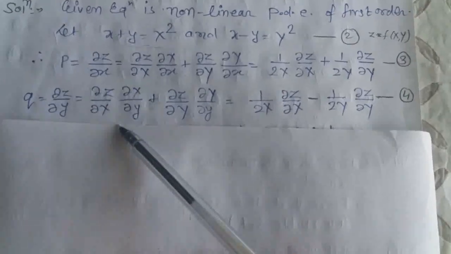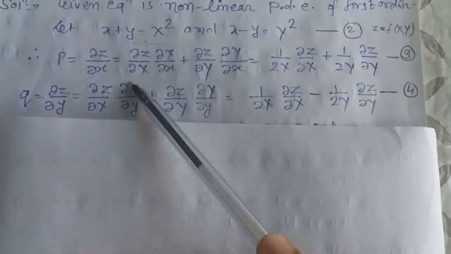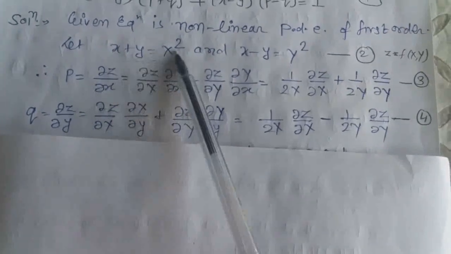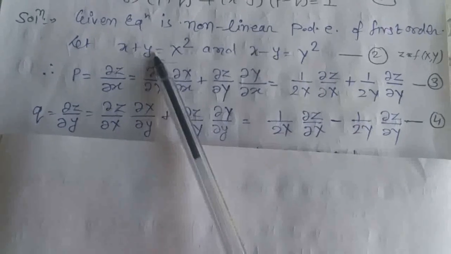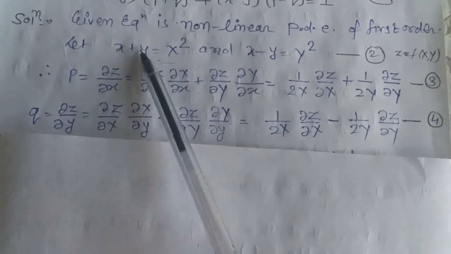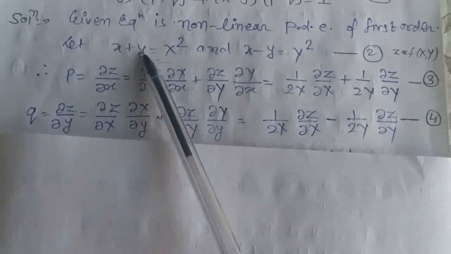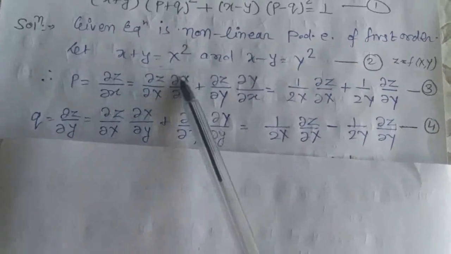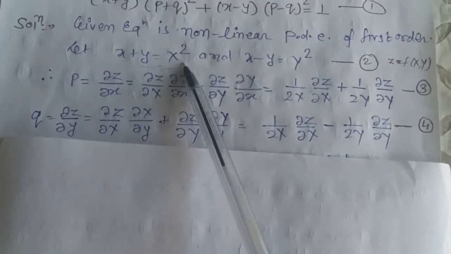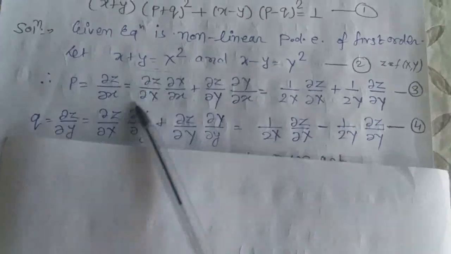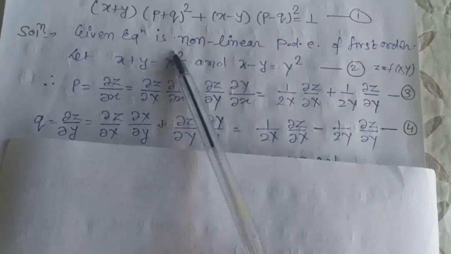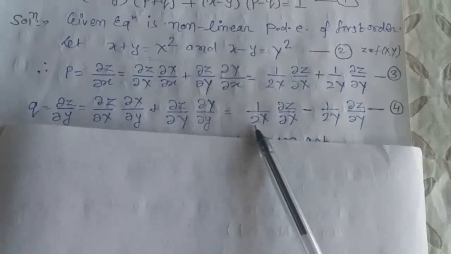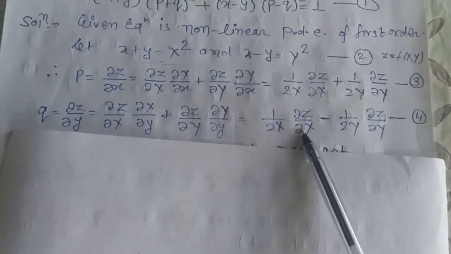Now the value of del X by del y, which is the partial derivative of capital X with respect to small y. From this relation, we differentiate partially with respect to y. We get 0 plus 1 equal to 2 capital X del capital X by del small y. So the value of del capital X upon del small y is 1 upon 2X. So we get 1 upon 2 capital X del Z by del X.